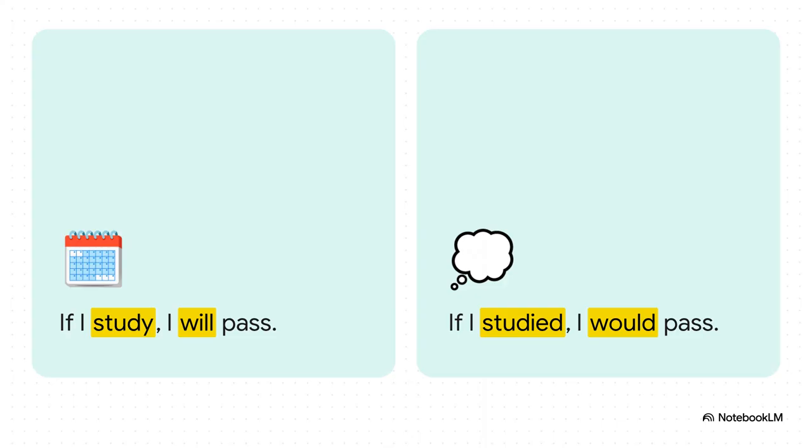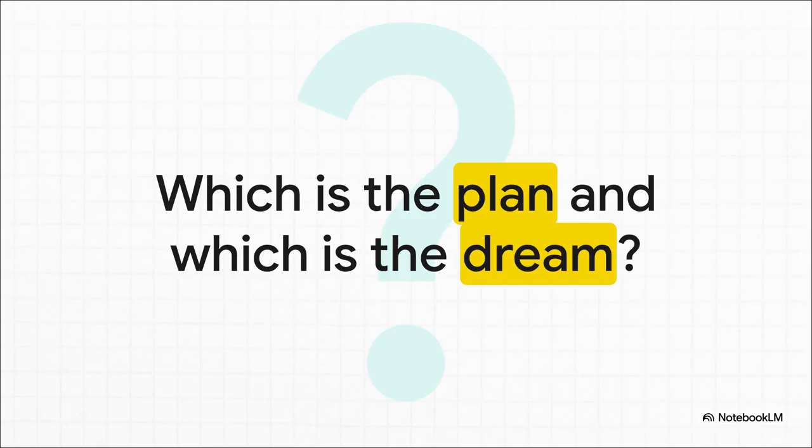Okay, so take a look at these two sentences. They look pretty much the same, don't they? I mean, the only difference is this tiny little verb change. We go from study to studied. But believe it or not, that one little tweak completely flips the entire meaning of the sentence on its head. So here's the puzzle. One of these is a solid plan, something that's likely to happen. The other, that's just a daydream, a little bit of wishful thinking. So, do you know which is which?